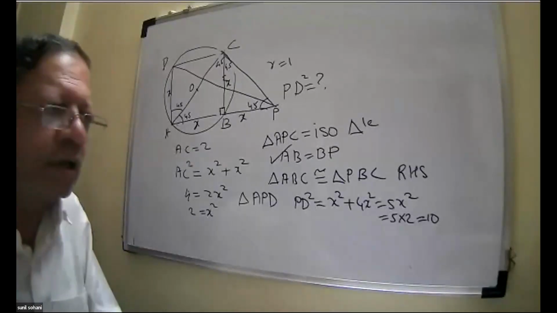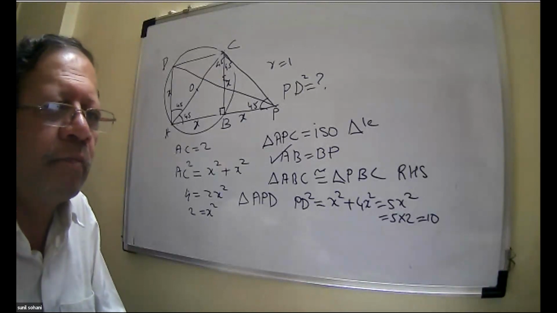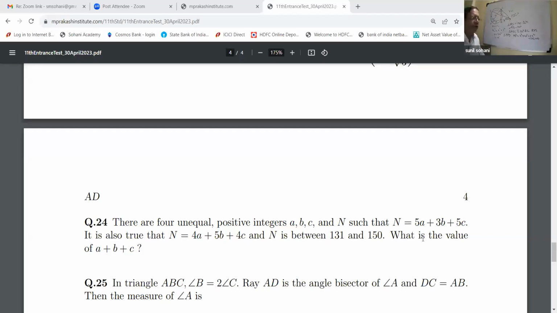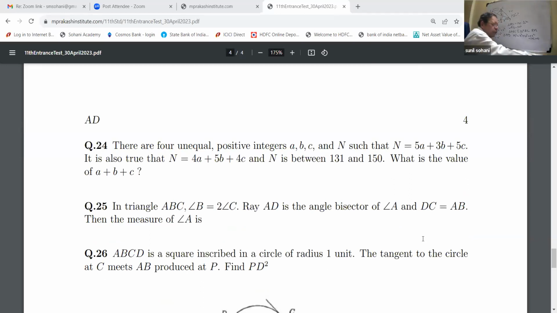Yes. Okay, again coming back to the question. So this is question 24. You can read the question, try to understand what information is given. Those who have tried this question paper before the class, as I was asking you all to do, that will be very good, because then the solution becomes very fast to understand. Okay, so there are 4 unequal positive integers a, b, c and n such that n equal to 5a plus 3b plus 5c.